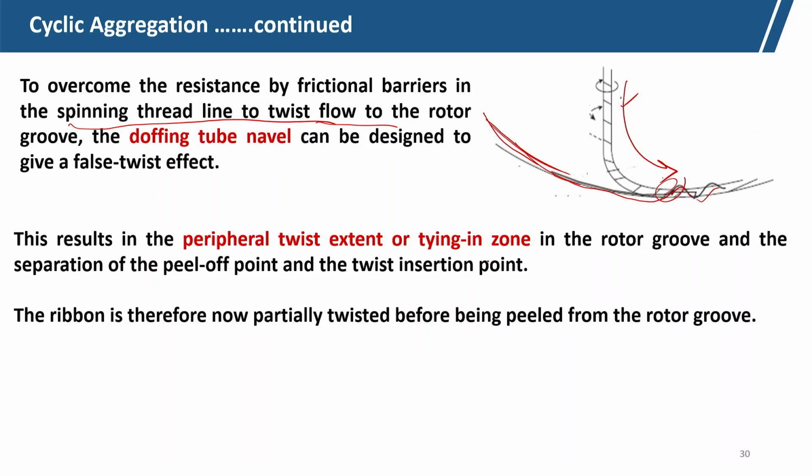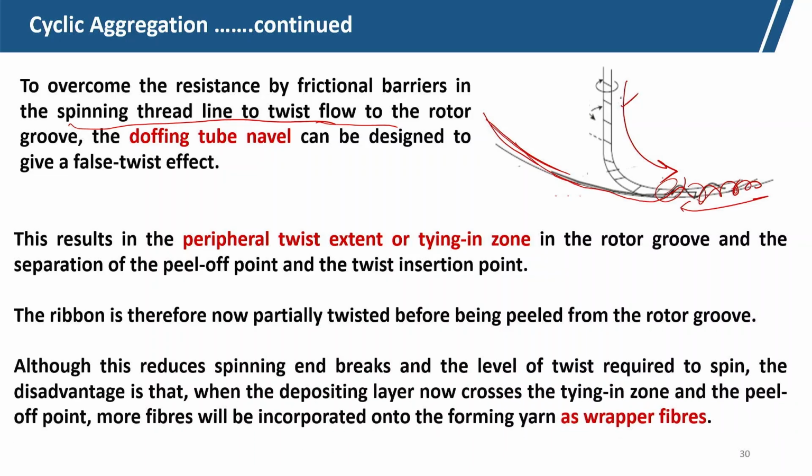The ribbon is therefore now partially twisted before being peeled off. So, the twist flows into the peripheral twist extent. Although this reduces the spinning end breakage, the level of twist required to spin, the disadvantage is that when the deposited layer is now crossing the tying in zone, the peel off point, more fibers will incorporate as a wrapper fiber.